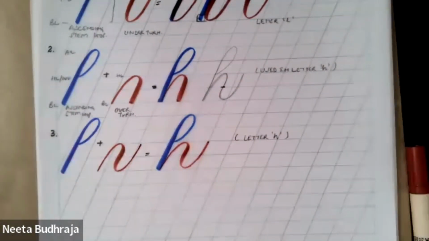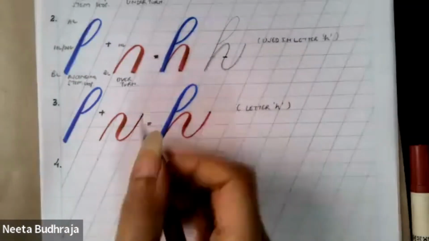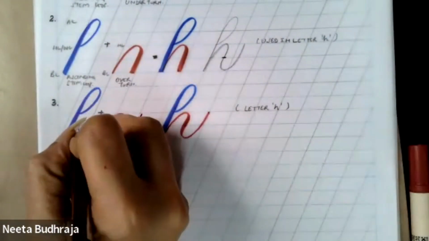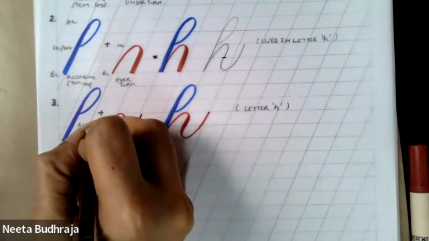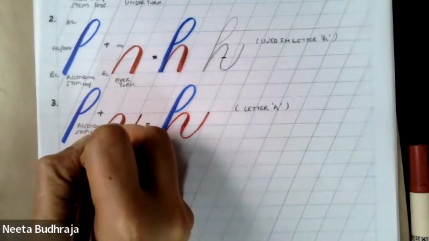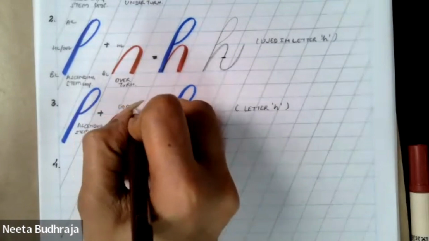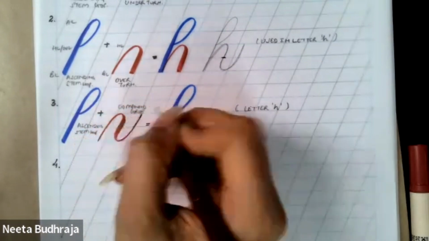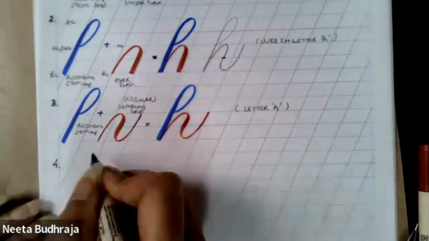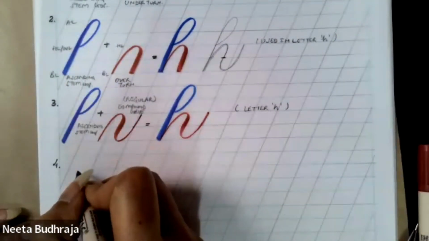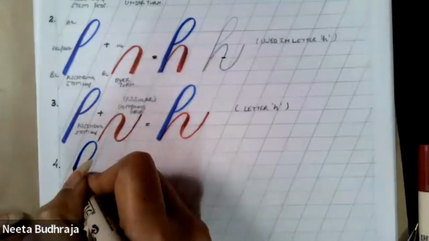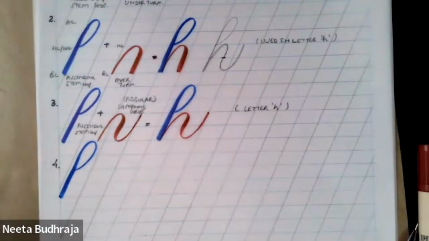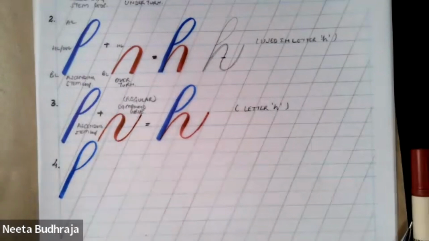This creates our letter H. Let's write here so that there is no confusion. This is our ascending stem loop. This is our compound curve. This is our regular compound curve. Now, let's have a look at the ascending loop. Now we are going to see which stroke we are going to connect.